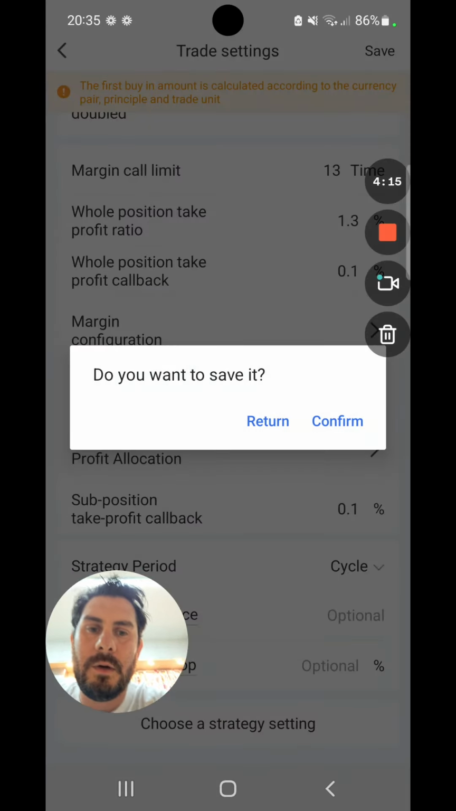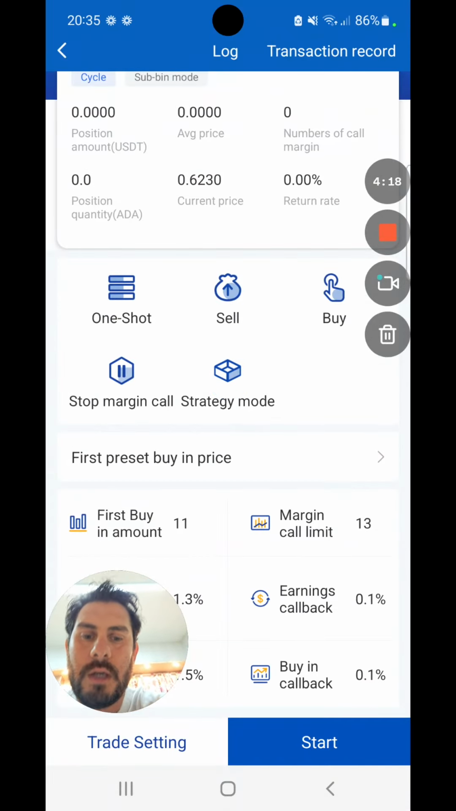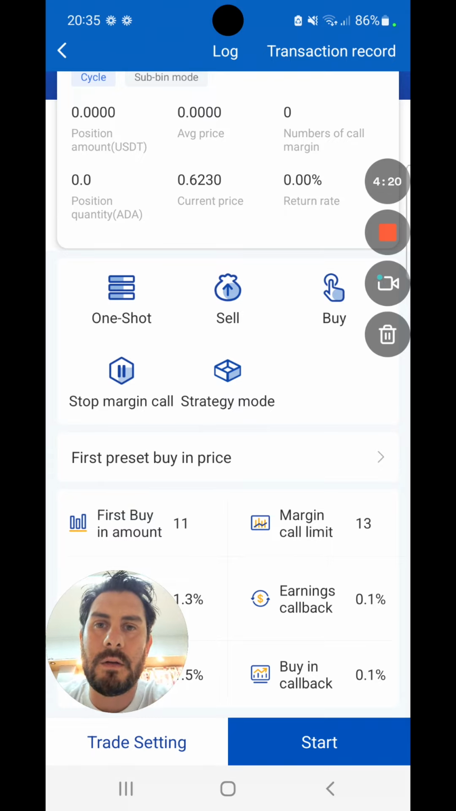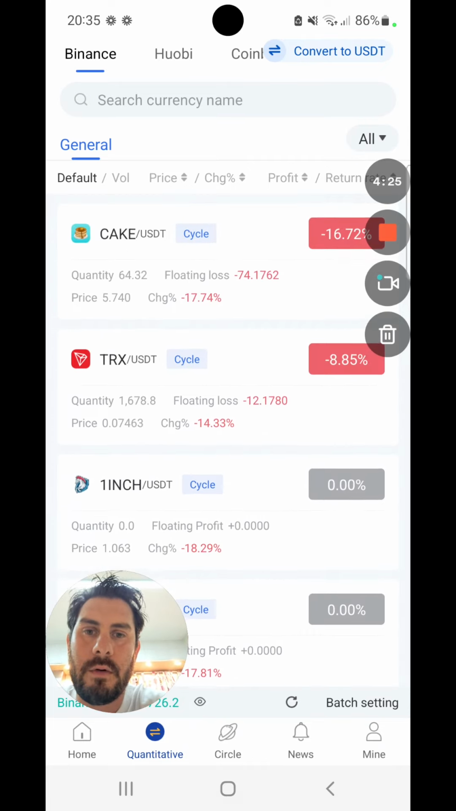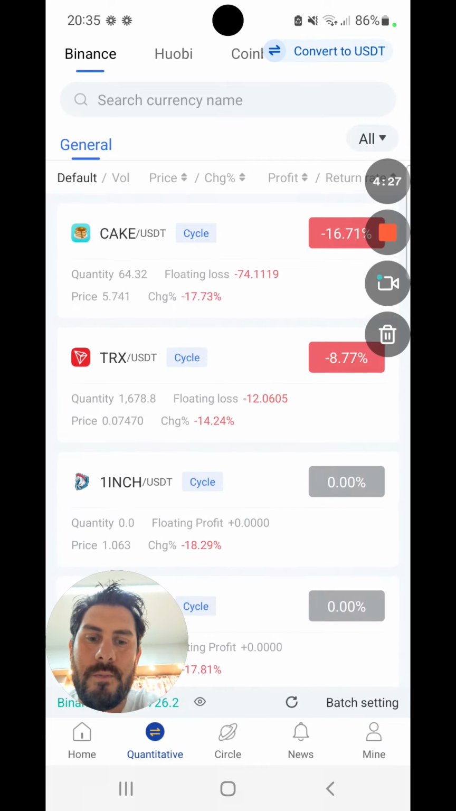So basically it's very easy. I choose strategy and I press start, and it will directly start. But at the moment I only have money for Cake and Tron.